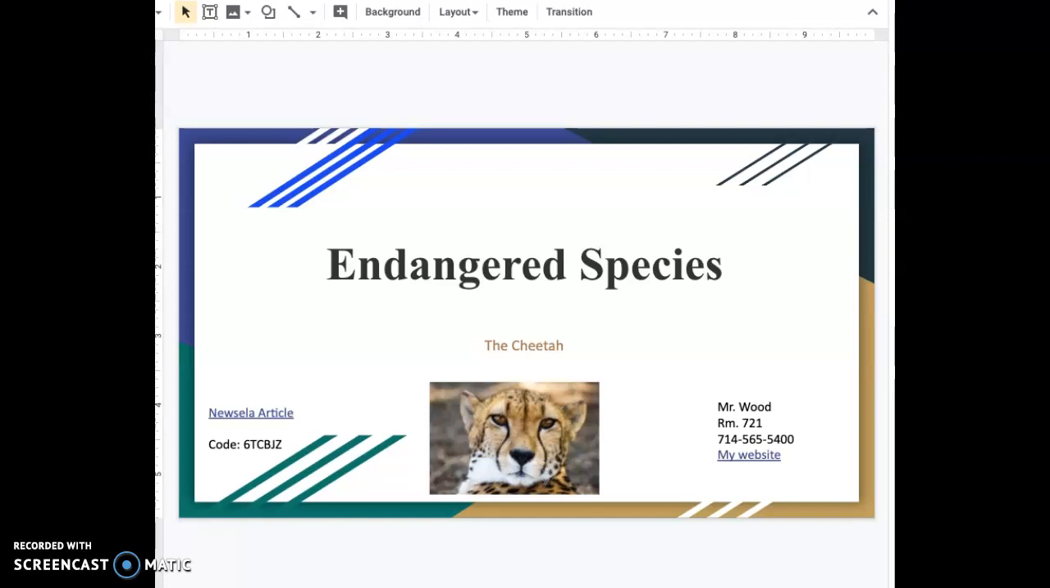All right, so the first step is to add the first slide. Here's an example of mine, the cheetah, endangered species. I also included a link to the Newsela article, and I do have a link to my website as well, because ideally you want to make sure that you can be contacted. Or if you'd like to show this off, you can add it to your website, your choice.